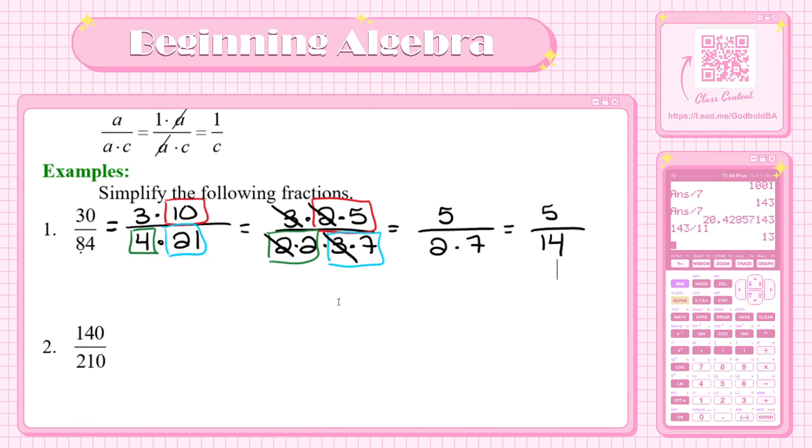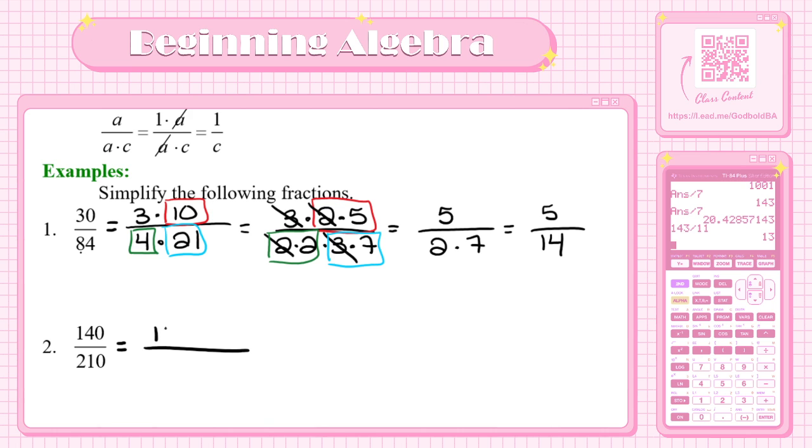Okay, so let's try this again. 140 over 210. There's actually a nice trick with these. You don't have to cross out only prime numbers. If you notice a number before you get to the prime factorization, you can go ahead and cross it out. What some people will do with ones like 140 over 210 is realize that those are both divisible by 10.